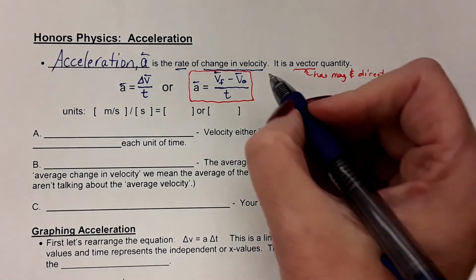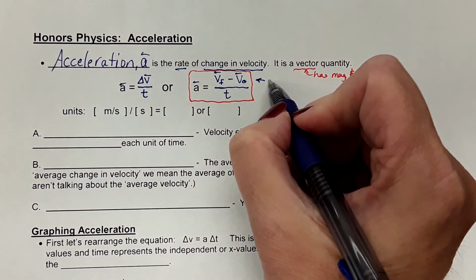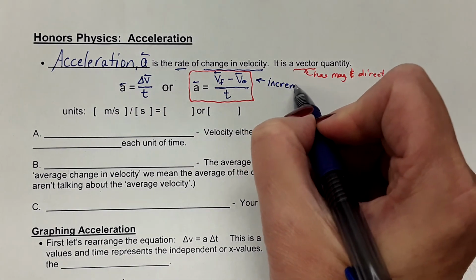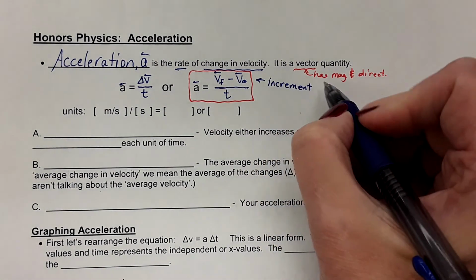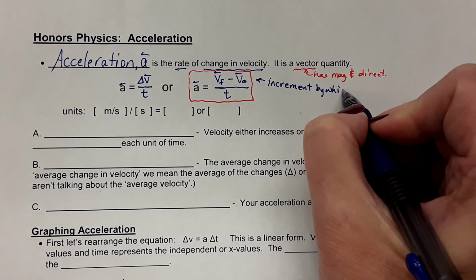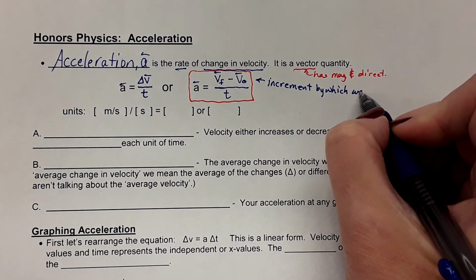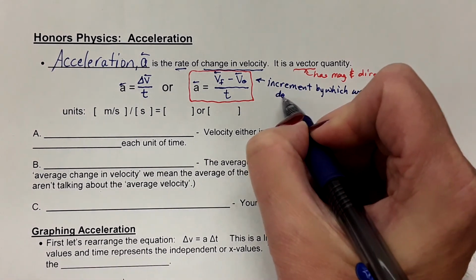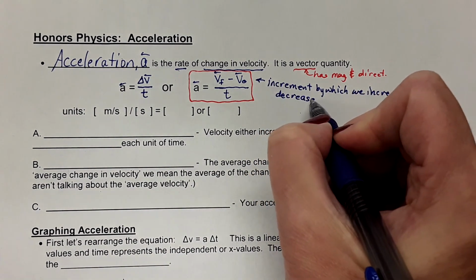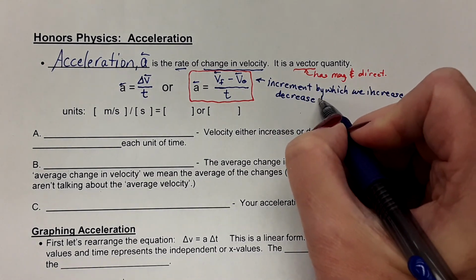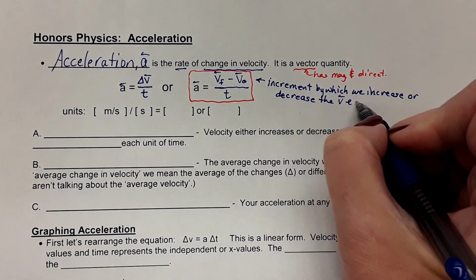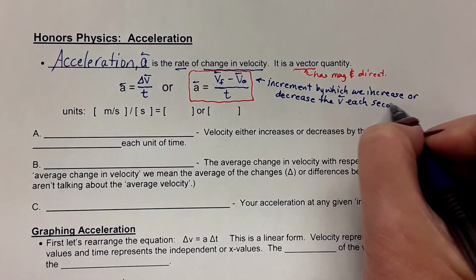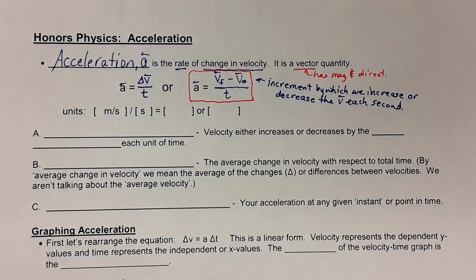So what acceleration actually is, it's the increment, the numerical value by which we increase or decrease, because you could take it away as well as add it, the velocity each second. It's the increment by which we increase or decrease velocity each second.